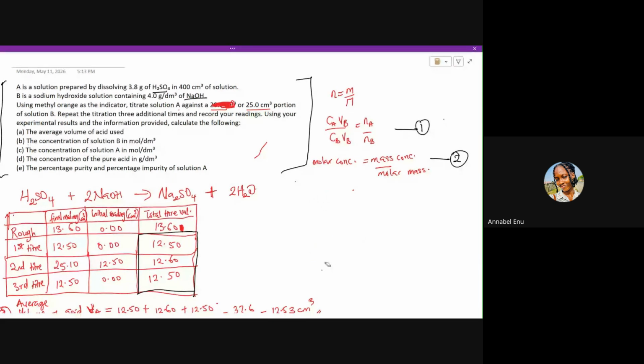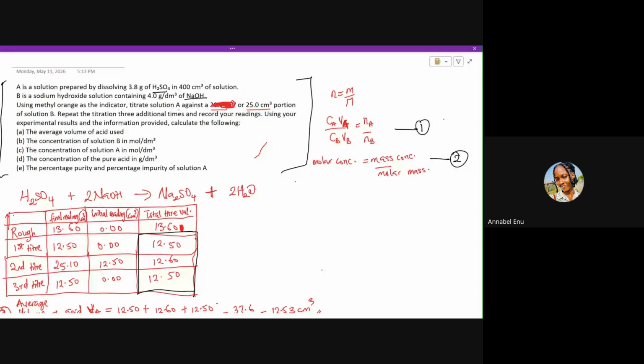Now, is it just these two? Yeah, just these two for now. These are the two formulas you should have in mind. Now, this Ca is concentration of acid, Cb concentration of base, Va volume of acid, Vb volume of base, then Na and Nb, their mole ratio. Like in this question now, the ratio of acid to base is 1:2 based on their coefficient. Okay, so Na and Nb are coefficients.